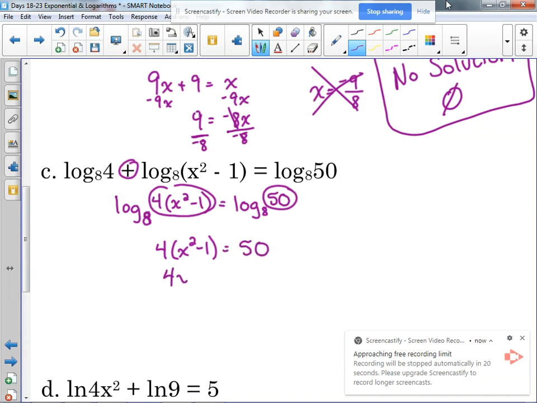This one is a quadratic. So normally I would want everything on one side. I'd want it equal to 0. But I only have the x squared term. So really factoring is not required here. I can just isolate the x squared.